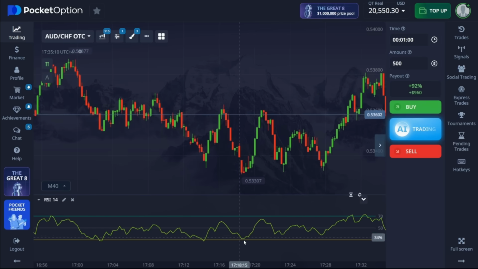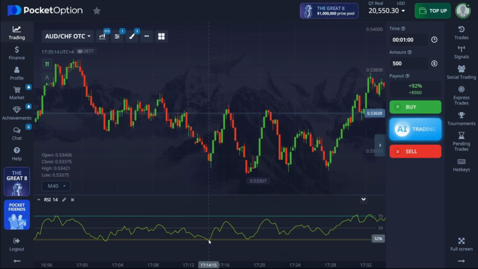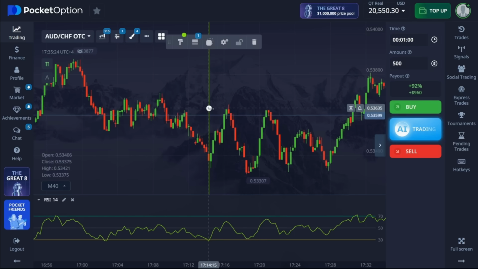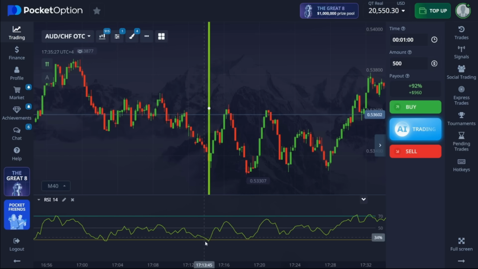For example, right here, the price dropped below the 30 level. I'm marking it with a vertical line to make it clear. This is where RSI entered the oversold zone, and the price instantly bounced upward. You can clearly see the reversal after the RSI signal.